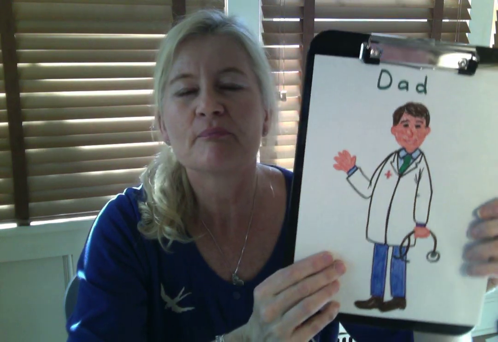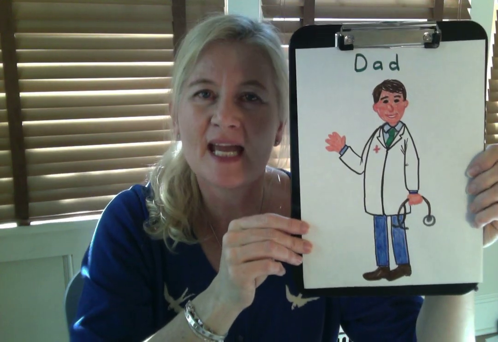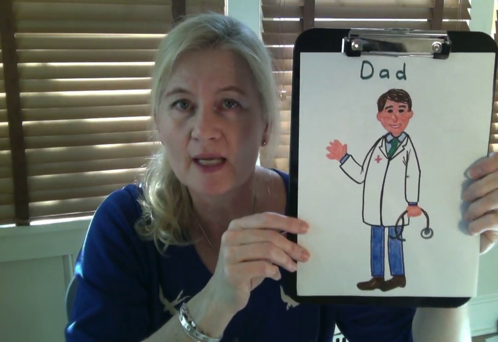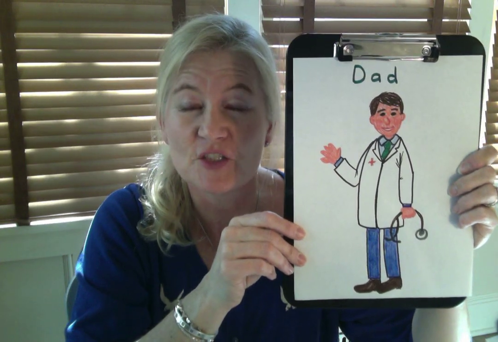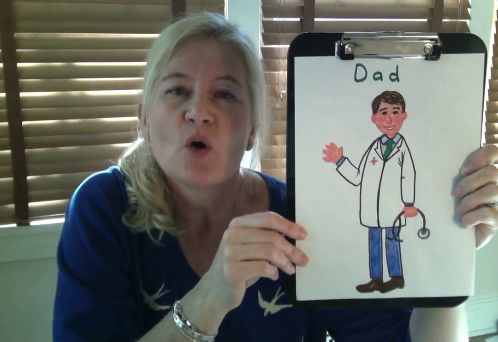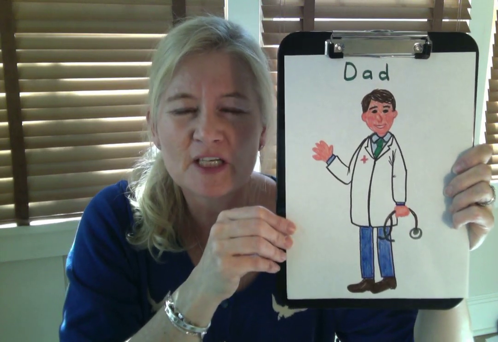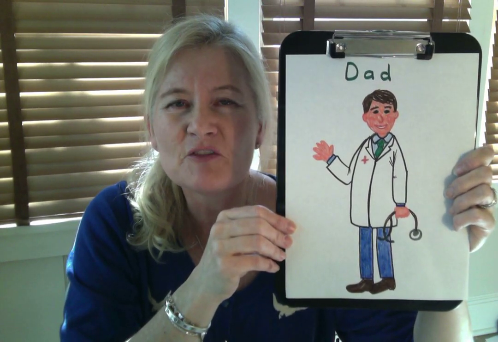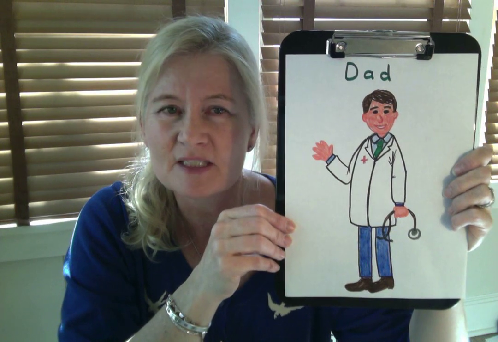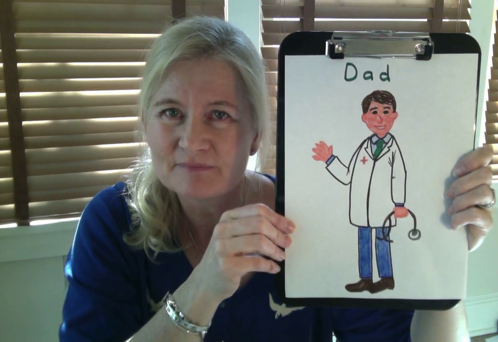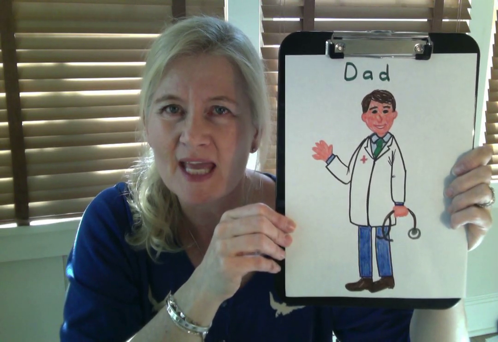I drew a picture of my dad. This is the job that my dad had when he was working. He doesn't work anymore. He's retired. He's a grandpa now, so he's not working. This is the job that he did. Have a good look at that picture that I drew, and I want you to see if you can figure out what the job is, because the job begins with D. So have a think and I'll tell you at the end.